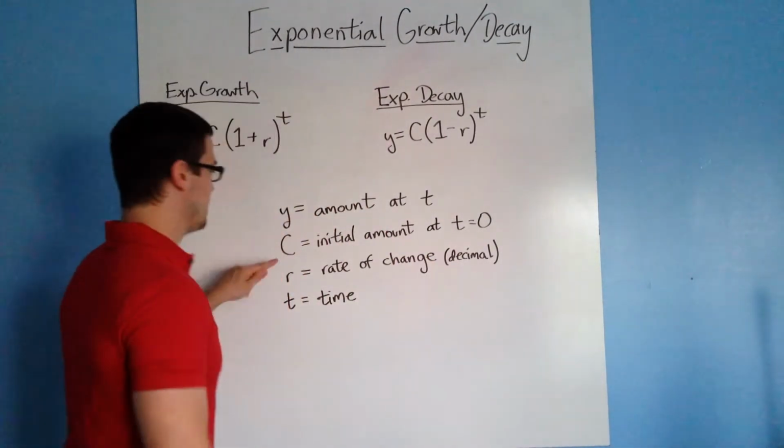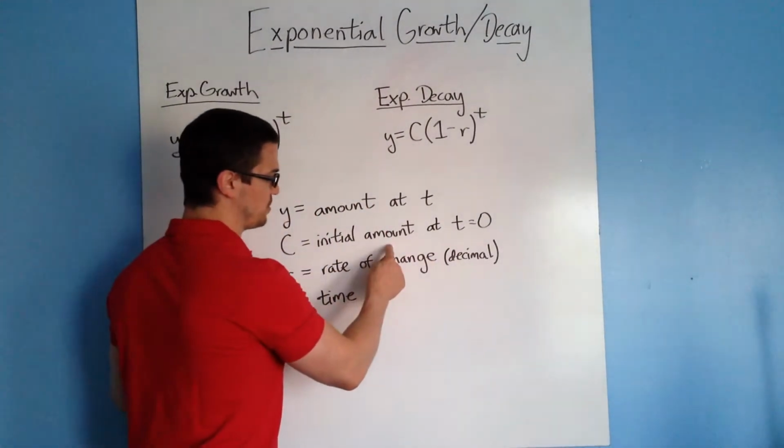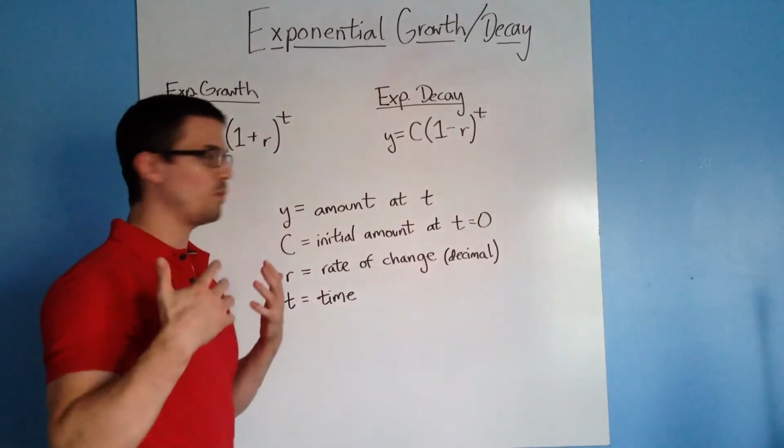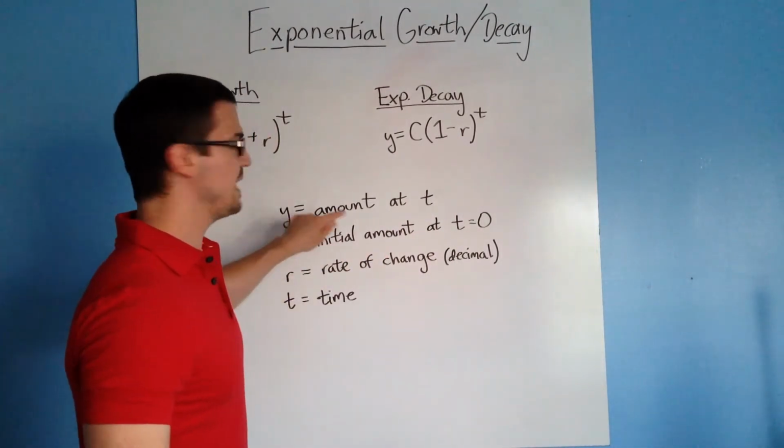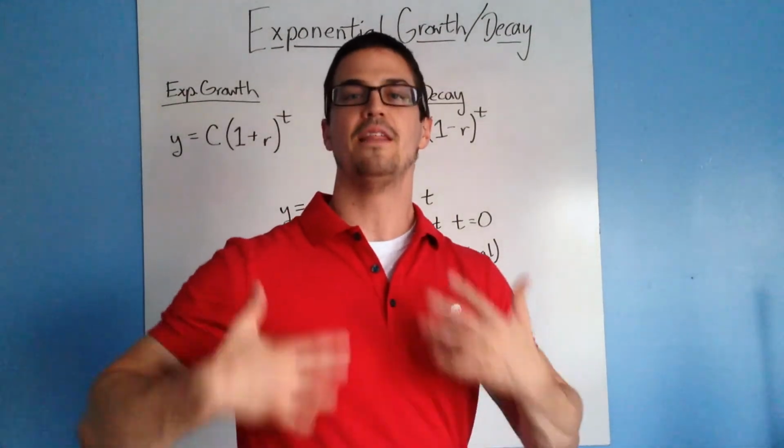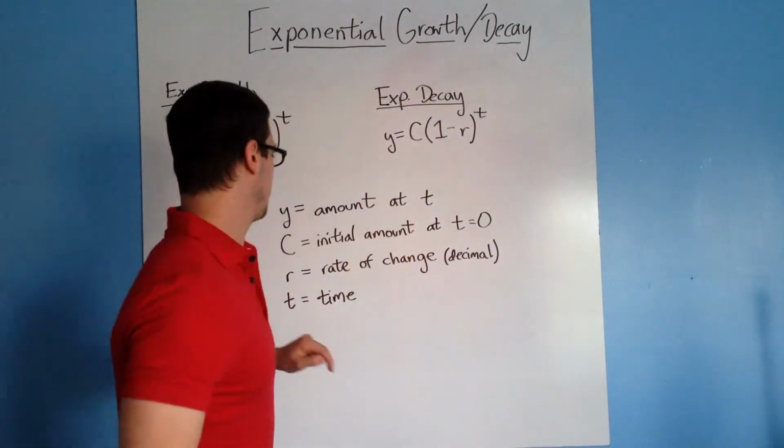Okay, so that's y. C is going to be the initial amount at time 0. So it's going to be whatever you start with. Okay, that's really important. C is what you start with. Or y is the amount after you plug in that certain value for t.